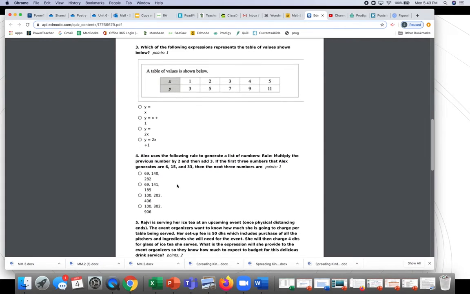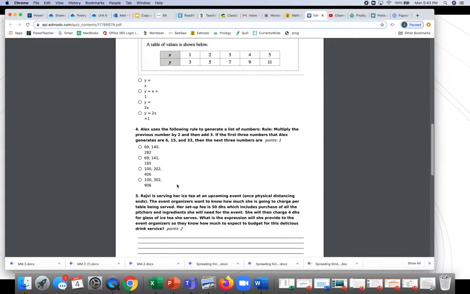Next one. Alex uses the following rule to generate a list of numbers. Multiply the previous number by 2, then add 3.